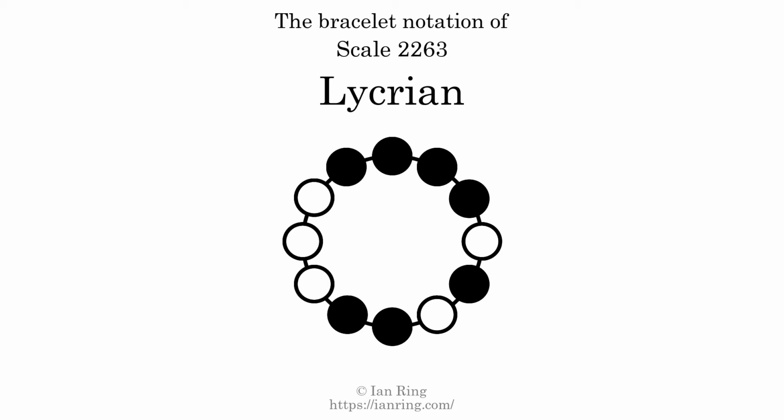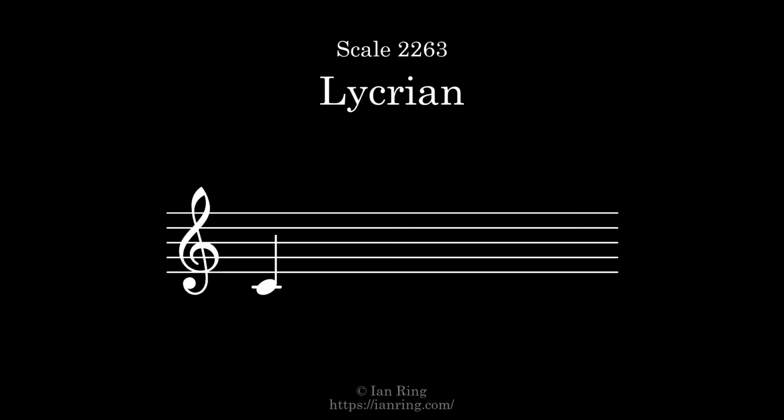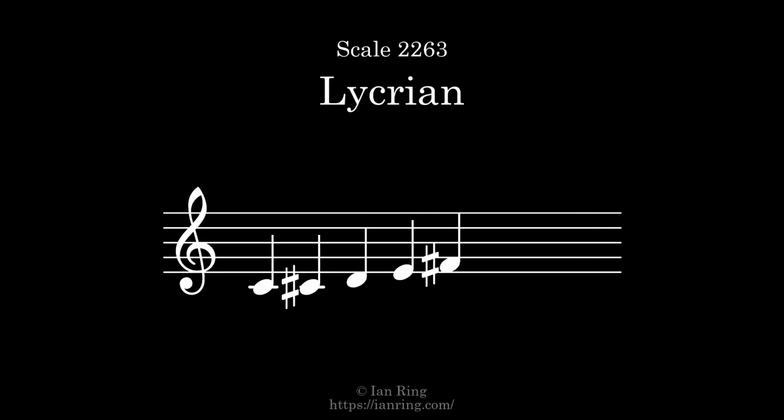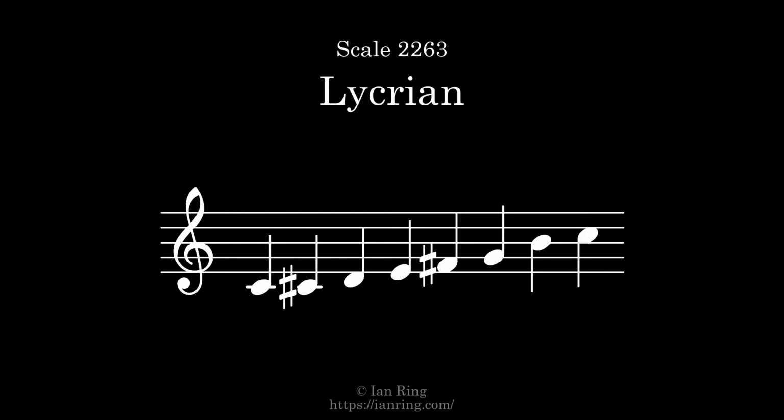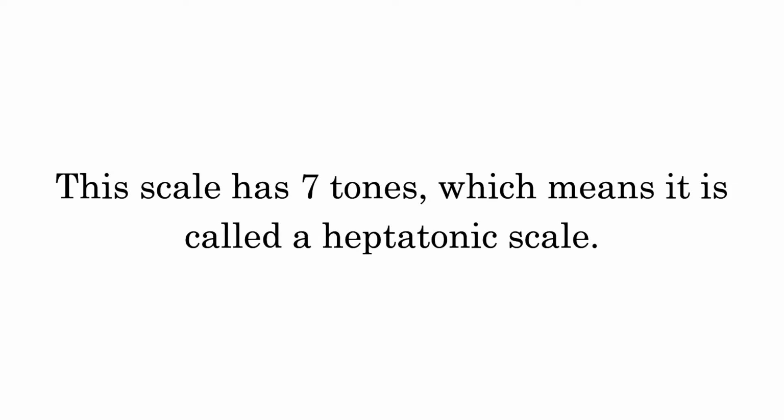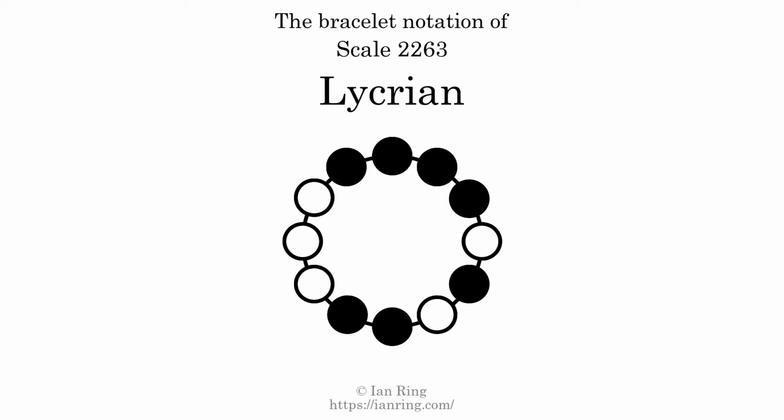2263, Lycrian, which sounds like this. This scale has 7 tones, which means it is called a heptatonic scale. This is a bracelet notation diagram of scale 2263. The shaded circles represent tones that appear in the scale, and they are read clockwise, starting at the top.